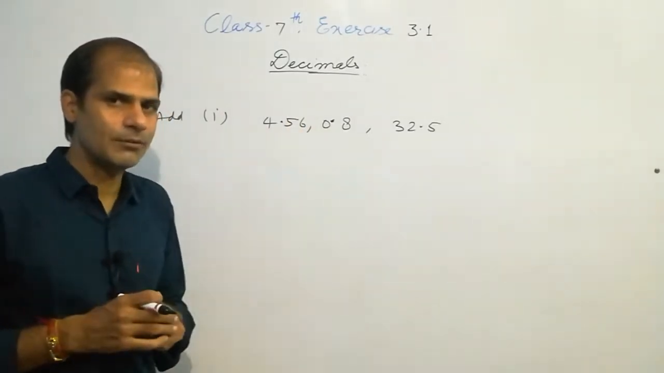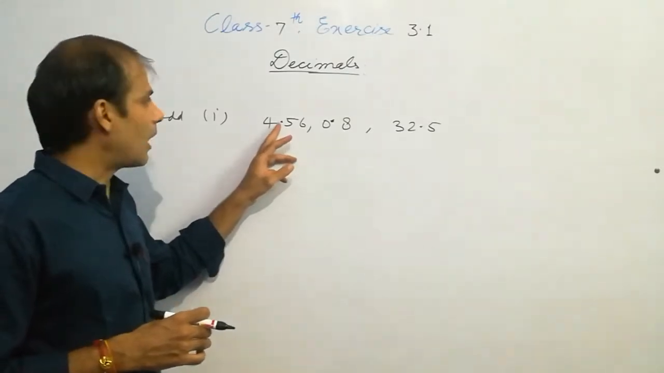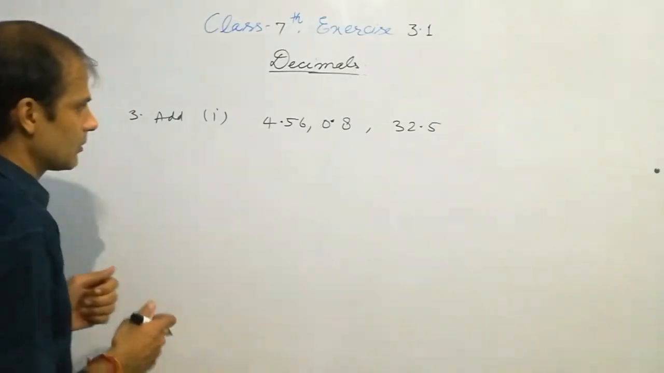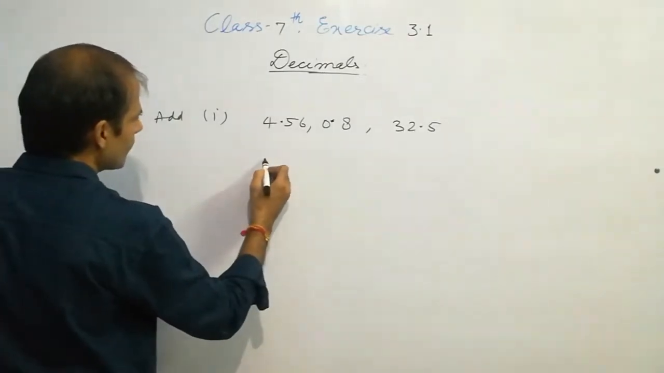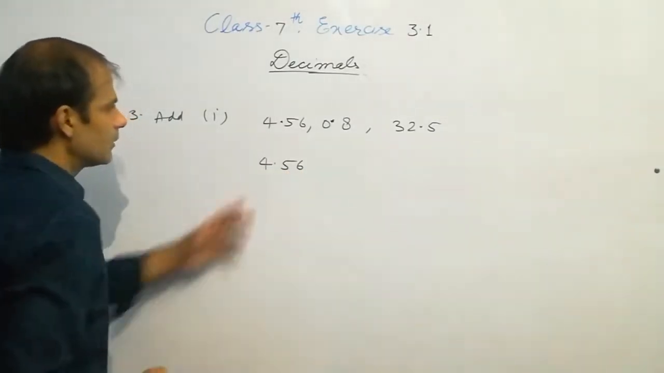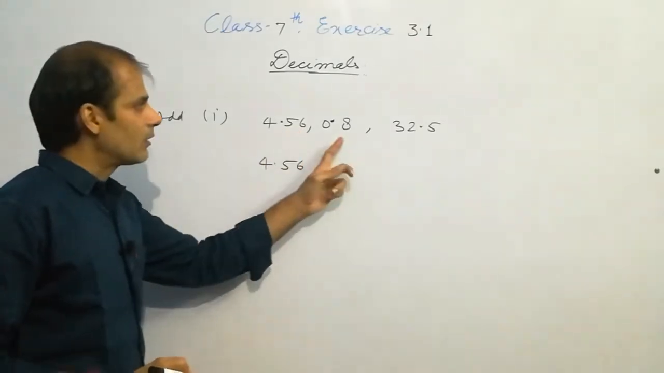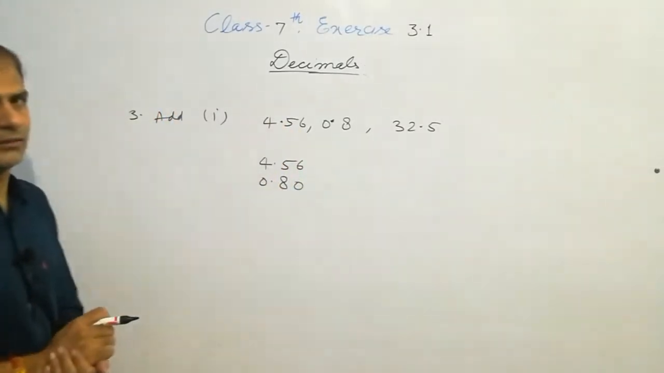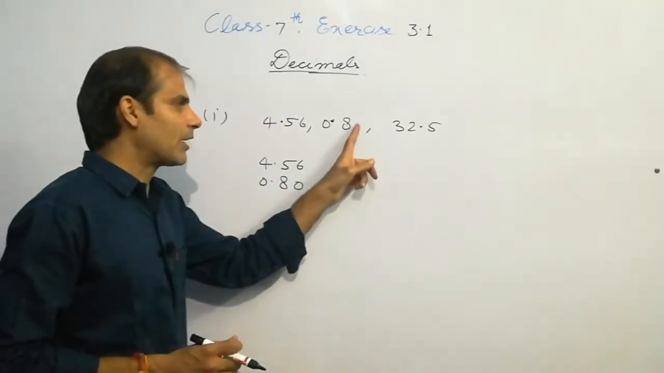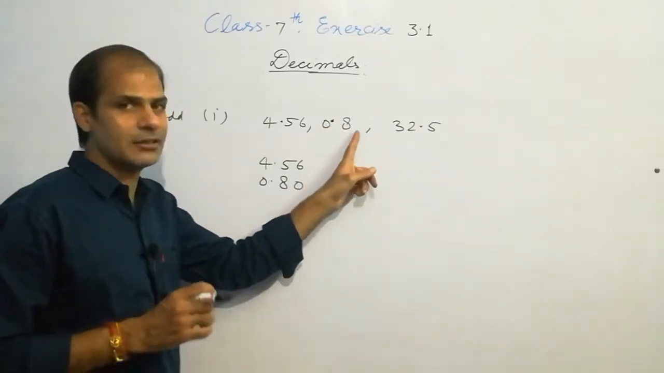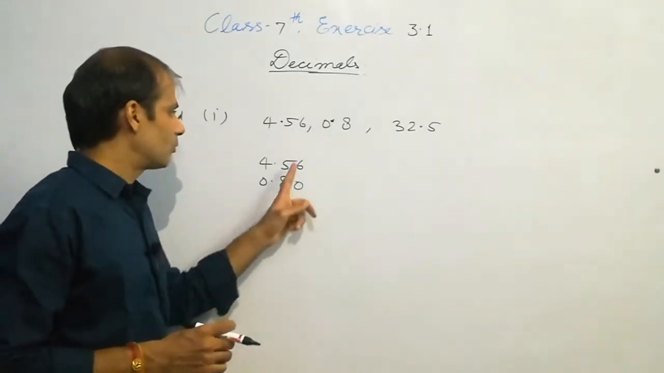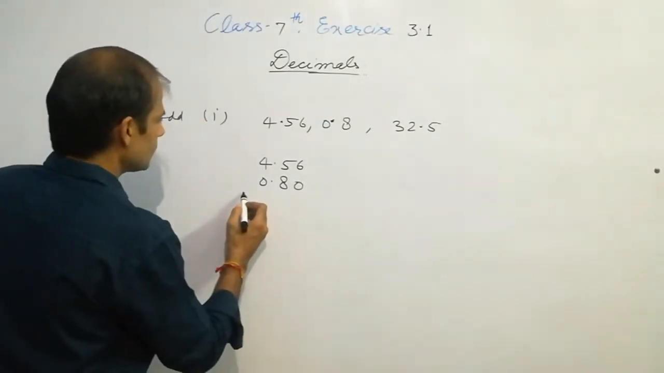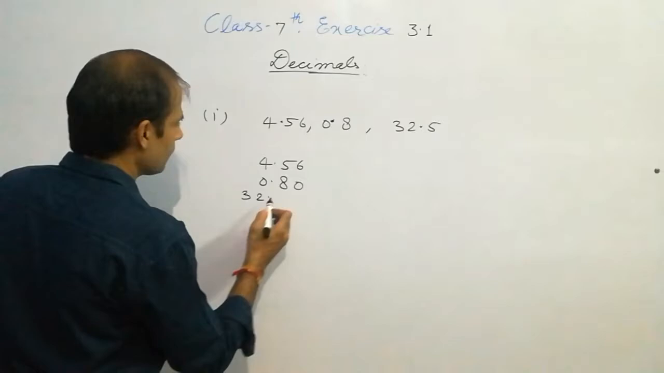व्हाट इज अ लाइक डेसिमल? If the number of digits after decimal is same, then they are like decimals. So we will add in this way. 4.56, there are 2 digits after decimal, there is only 1 digit, so we convert it into like decimal. इसके आगे हम 0 मेंशन करेंगे तो ये होगा 0.80, not 80. So number of digits after decimal are same. It is 32.5.